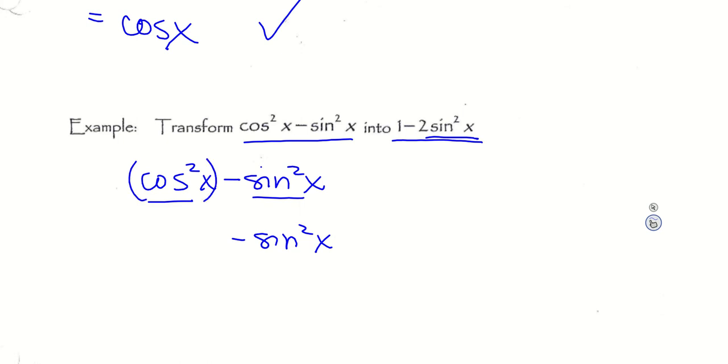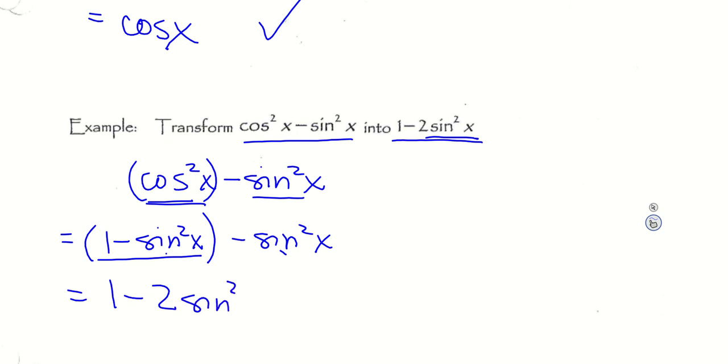And since it's squared, I'm going to think about my Pythagorean identities. And one of those Pythagorean identities says that the cosine squared is the same thing as 1 minus the sine squared of x. So I replace cosine squared with its equivalent, and now I just do my algebra. 1 minus a sine squared minus another sine squared is 1 minus 2 times sine squared of x.